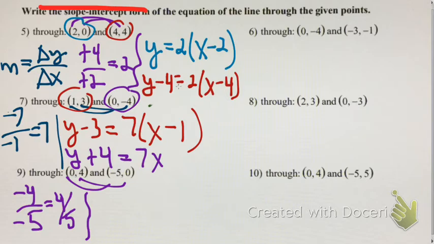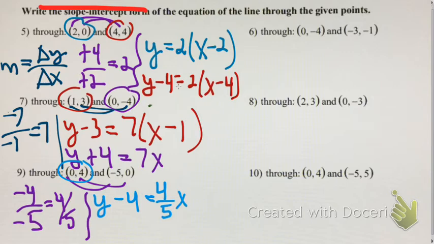Okay, so let's write this with the first point. We'll go with the 0, 4. So y minus 4 equals, the slope is 4/5. And since it's x minus 0, we'll just use the x there. We don't have to write minus 0.